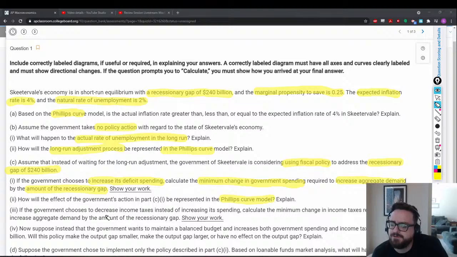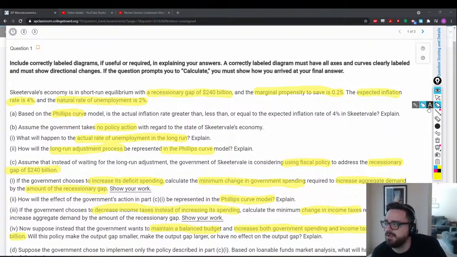Okay. If the government chooses to decrease income taxes instead of increasing its spending, calculate the minimum change in income taxes required to increase aggregate demand by the amount of the recessionary gap. All right. Now, suppose instead they want to maintain a balanced budget and increase both government spending and income taxes by $200 billion. Okay. How it'll affect the output gap.